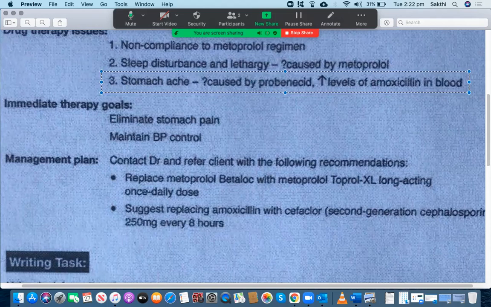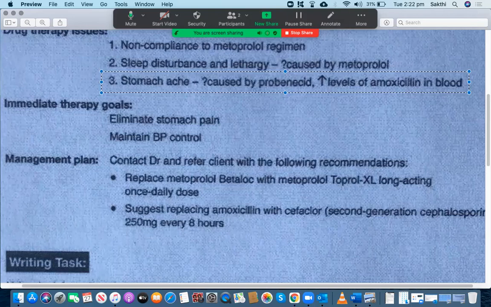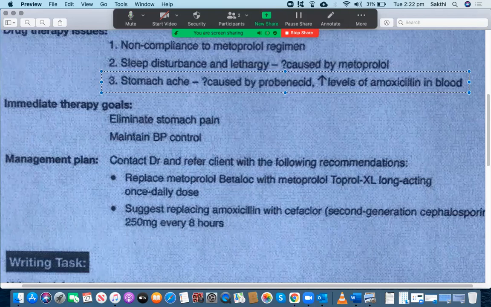But this is different, isn't it? This is actually probenecid. Probenecid is a different medication. Yes, I have done a mistake. I think you have confused these two medications. No, I think I should write that it is more probably due to the non-compliance of metoprolol and probenecid. Yes, you should have done that, but you didn't. Immediate therapy goals: eliminate stomach pain, maintain BP control.